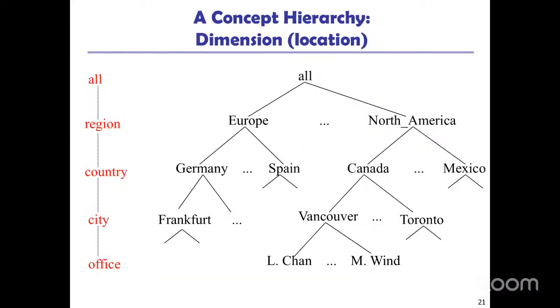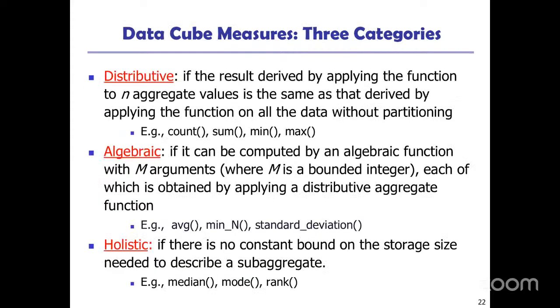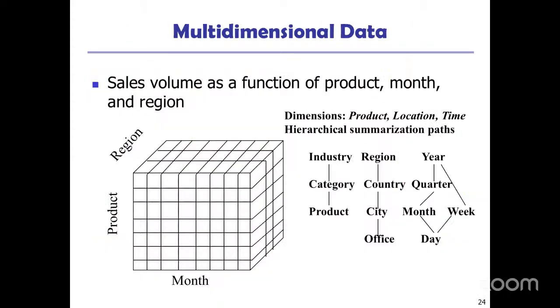This is about dimensions, graphical representation, data cube, measures, algebraic. Okay, this is not related to us. Multi-dimensional data. Just see the 3D diagram. When we talk about multi-dimensional data, for example the sales in an organization, sales volume is a function of product, month, and region. Three dimensions: one dimension is region, another is product, another is month, right?